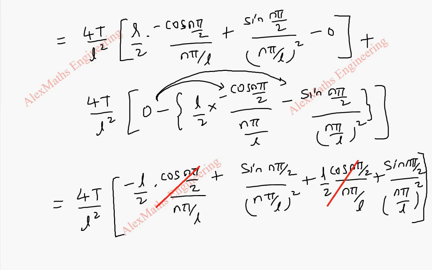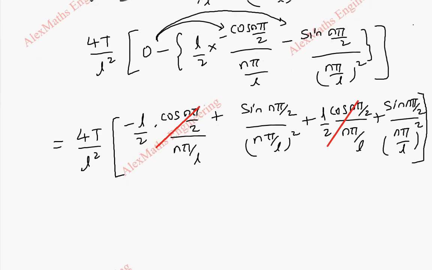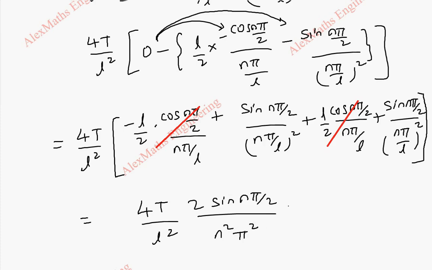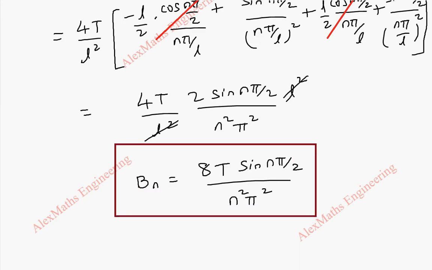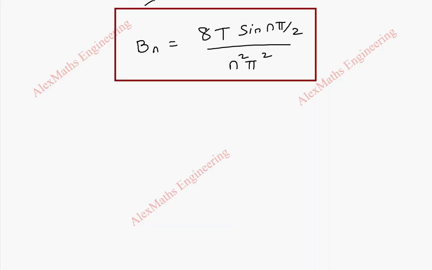Now finally we can add the other two terms. When I add, already we have 4t by L square. It will become 2 sine n pi by 2, and the denominator we can expand, n square pi square by L square. That L square goes to the numerator, we can cancel this. So finally we get Bn, which is 8t sine n pi by 2 by n square pi square. So we got Bn. This we are going to substitute back in our solution.